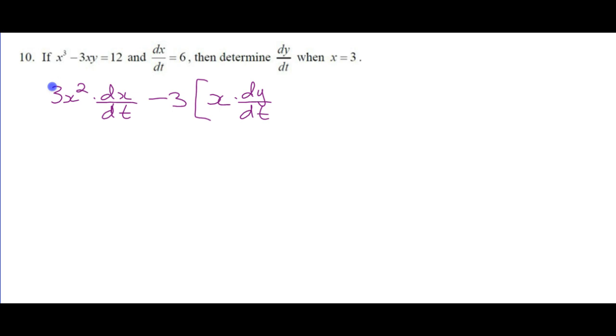You can actually do these in any order, but then it messes me up when I go to look at it and mark it. So this is over there, and this is over there. Plus, and then we've got y times dx by dt. Equals, and the derivative of 12, 0.